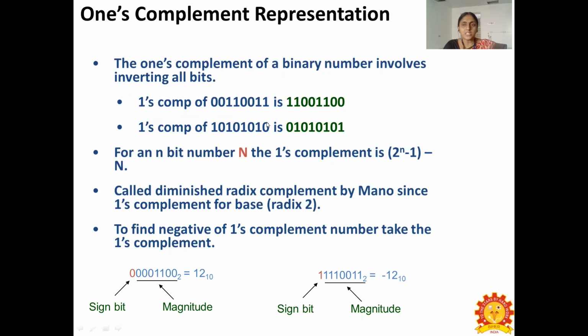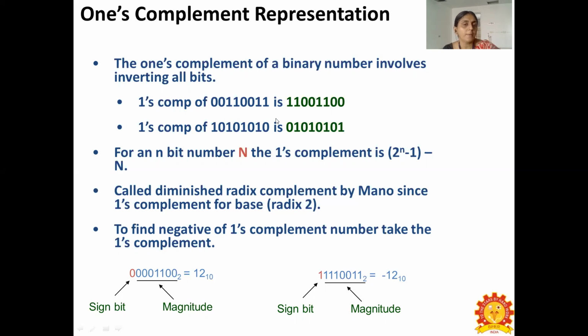And how to find 1's complement representation? The 1's complement of a binary number involves inverting all the bits. So 1's complement of 0011 is just inverse the numbers. So zeros are converted to 1 and ones are converted to 0. And there is another example where one's complement of the given number is just reverse the number 1 as 0 and 0 as 1 in the output.